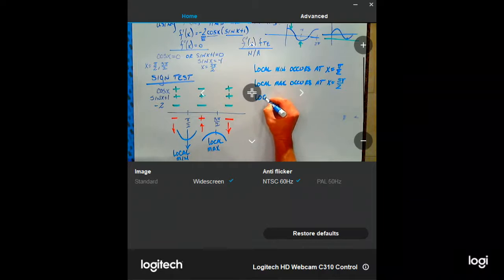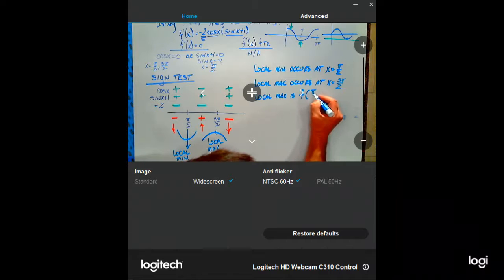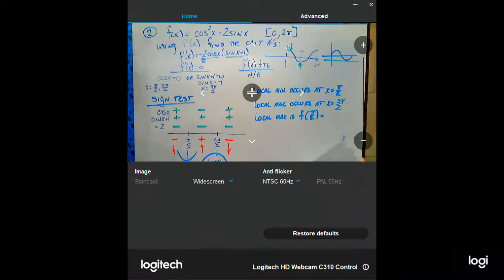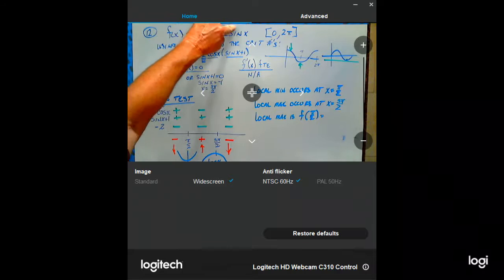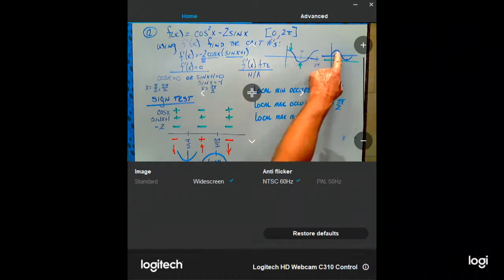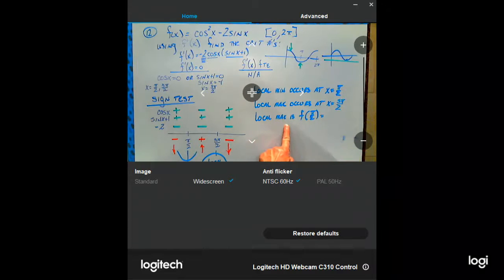Now, how would we find them? Well, the local max, right? The local max is f of pi over 2. So if we go back to f of x and we look for f of pi over 2, what are we going to get? Well, let's bring this back down here so we can see it. f of x is cosine squared x minus 2 sine x. Cosine of pi over 2 is 0, so 0 squared is 0. Sine of pi over 2 is 1, so this is negative 2 times 1. So our local maximum value here is negative 2.